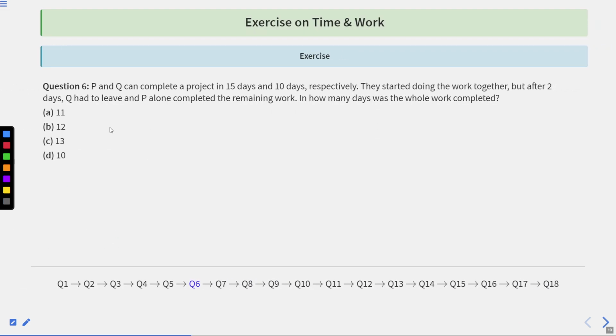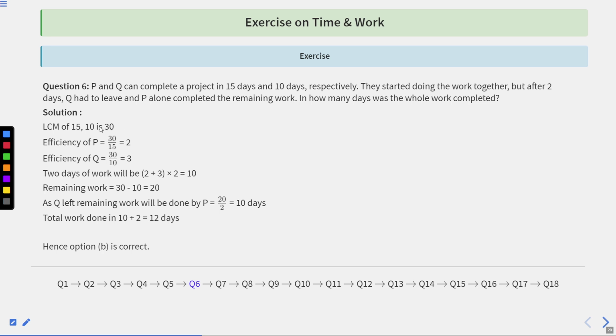Question number 6. P and Q complete a project in 15 days and 10 days respectively. They started doing their work together, but after 2 days, Q had to leave and P alone completed the remaining work. In how many days was the whole work completed?